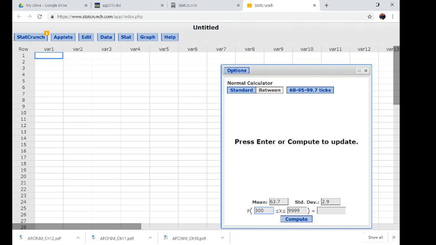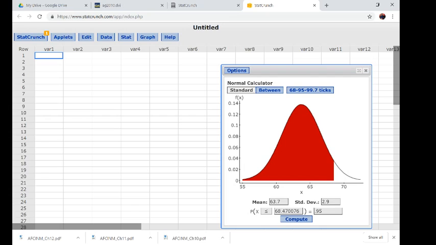So go to standard and then type in the area. Well, the percentile is 95th percentile, so turn that percentile into a decimal. So that's going to be 0.95. And then hit compute and it will tell you the x score. Alright, so 68.47 is the tallest height for a woman in the 95th percentile.